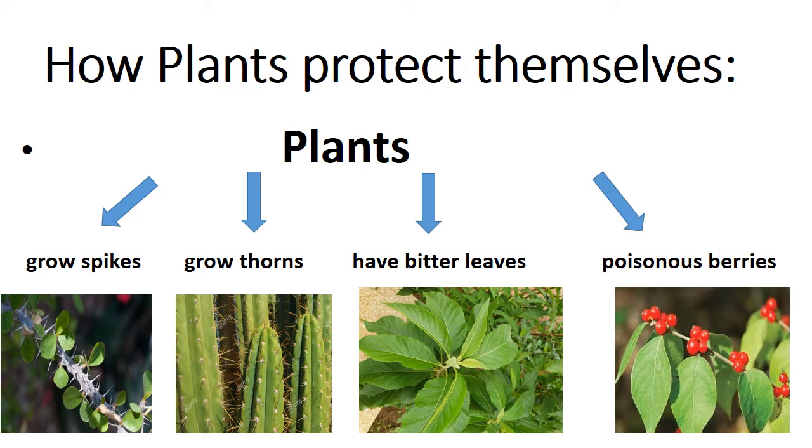Some plants have bitter leaves. Animals don't eat such kind of leaves. Some animals like bitter leaves, but some animals don't like these leaves. And these leaves are basically used for making medicines in countries like Africa. They're very important. Some of the plants have poisonous berries, so if any of their enemy eats them, it can get poisoned. So basically these are the four methods by which a plant protects itself.